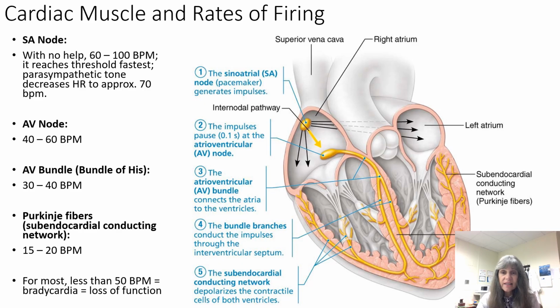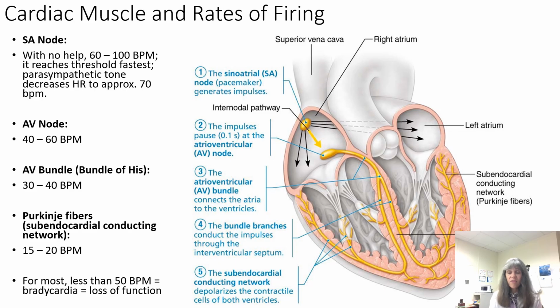Here we can see the rates of firing. The cardiac conduction cells within these structures don't actually fire at the same rate, even though they self-depolarize. They don't fire at the same rate. The sinoatrial node, with no intervention whatsoever, will depolarize anywhere between 60 to 100 beats per minute, the average being about 75. Those cells reach threshold fastest.